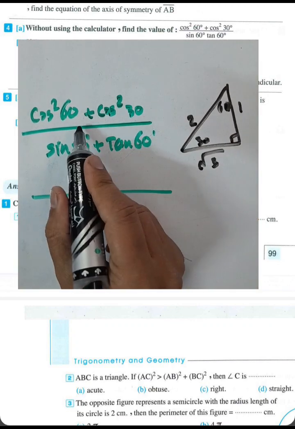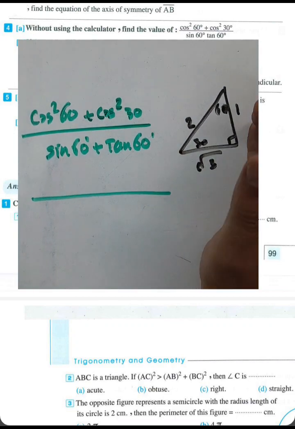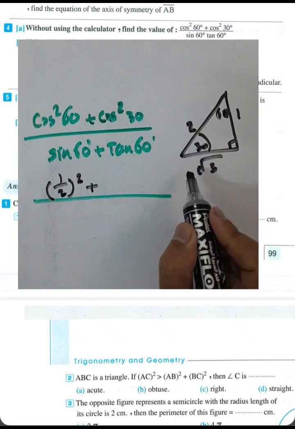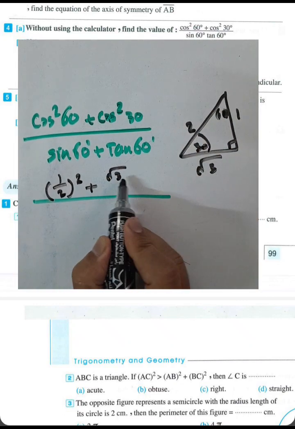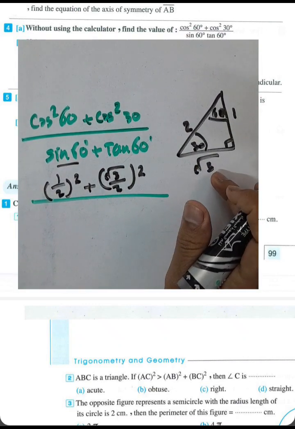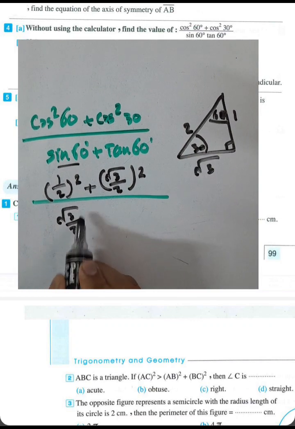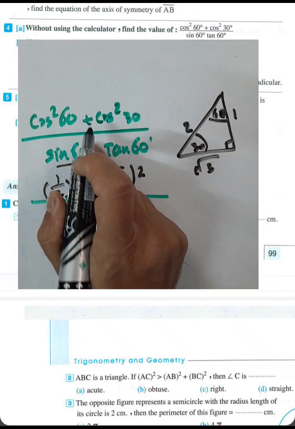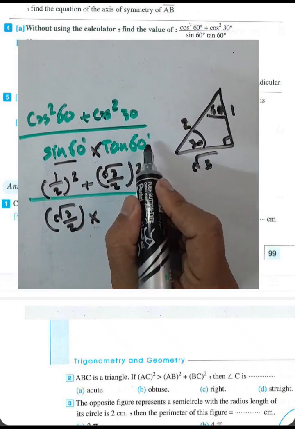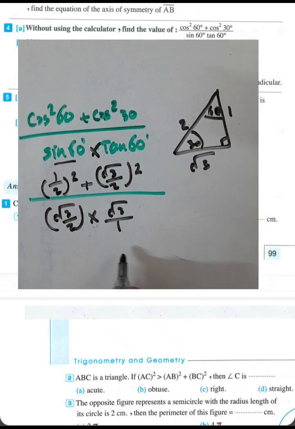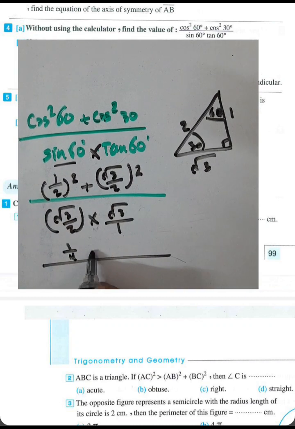We know cosine 60 equals what? Cosine is adjacent over hypotenuse, 1 over 2 power 2, and cosine 30 is adjacent over hypotenuse, root 3 over 2 power 2, and sine 60 is opposite over hypotenuse, root 3 over 2. No, we haven't power 2 here. Okay, product by tan 60, opposite over adjacent, root 3 over 1. Then the result will be 1 over 4 plus root 3 over 2 power 2 to be 3 over 4.